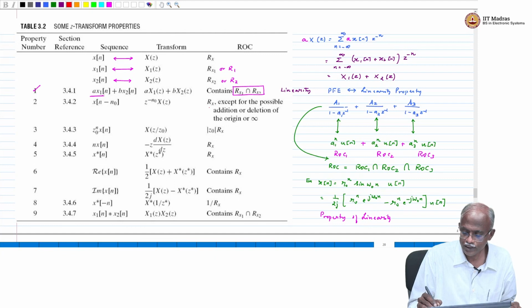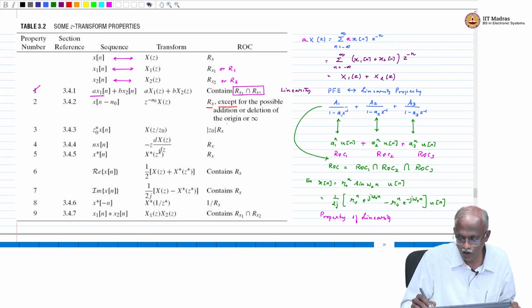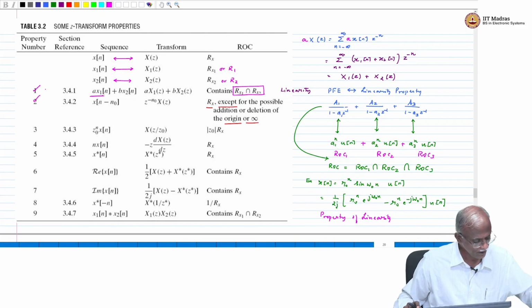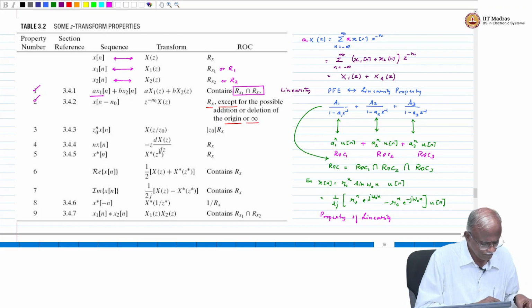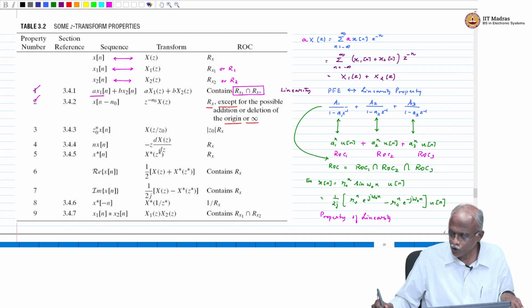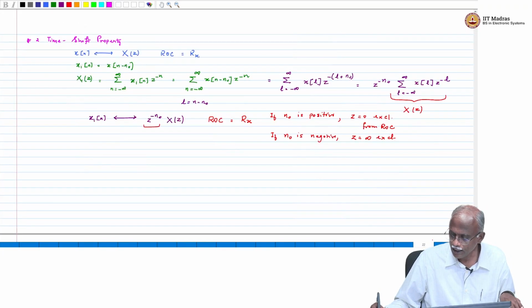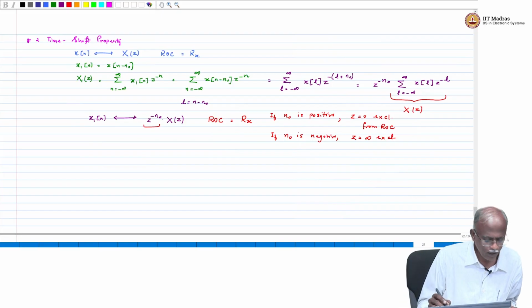So notice it is R_x, the same region of convergence, except for the possible conditions on z equal to 0 and z equal to infinity. So that is the second expression that we have. Okay, so where do we apply this result? This result is actually a very powerful result.